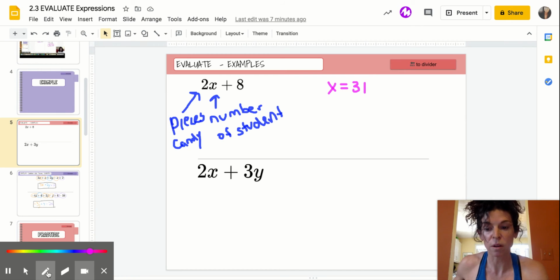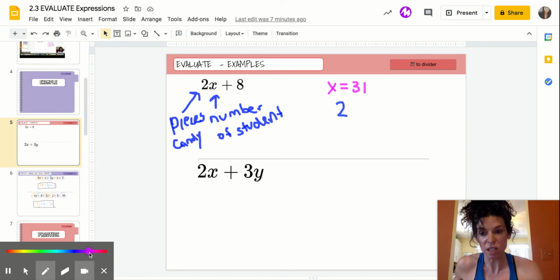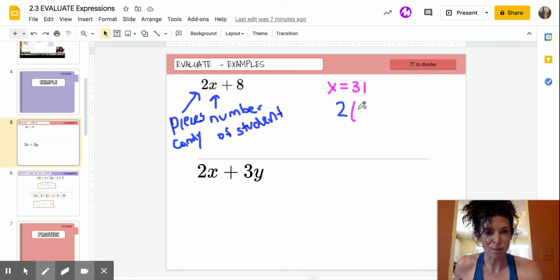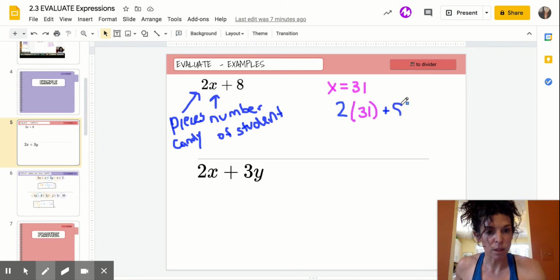So what I'm going to do is evaluate, and evaluate just means substitute. So I'm going to take my original equation, and instead of the X, I'm going to substitute. And when you sub out of a basketball game, the person comes out, the X is no longer there, right? When you sub into a basketball game, the other player doesn't stay, they leave. So we're gonna get rid of the X and put the 31 there instead. And now we're just gonna do this math. 2 times 31, 62, plus 8, 70. So for my 9B class, I need 70 pieces of candy.